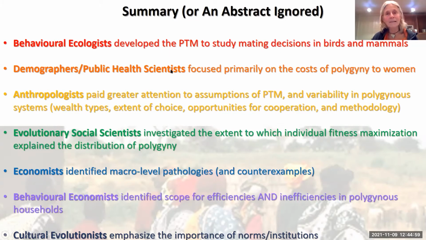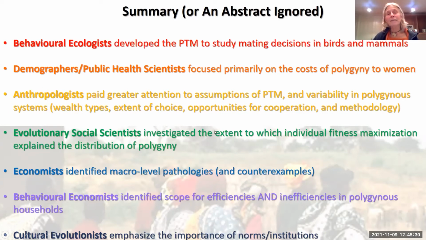Demographers and public health scientists focus primarily on the costs of polygyny to women. Anthropologists paid greater attention to the assumptions underlying the polygyny threshold model and to variability in polygynous systems, so different kinds of wealth types, to the extent of choice. I haven't talked about that much, we can in the discussion, the opportunities for cooperation, and we also homed in much more closely on methodology.